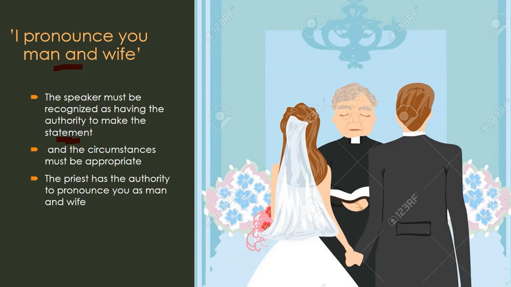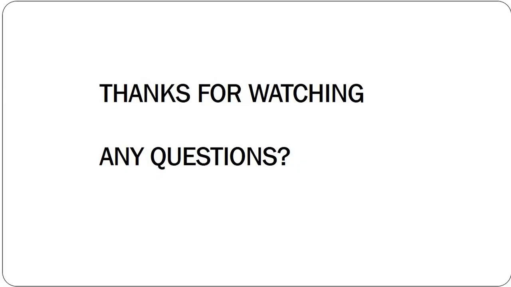And the circumstance must be appropriate. It must be in an official center or a wedding hall. And the priest, or let's say in Islam it might be imam, has the authority to pronounce you as man and wife in a religious way. So, I pronounce you man and wife is a performative utterance which we can hear in the appropriate context.